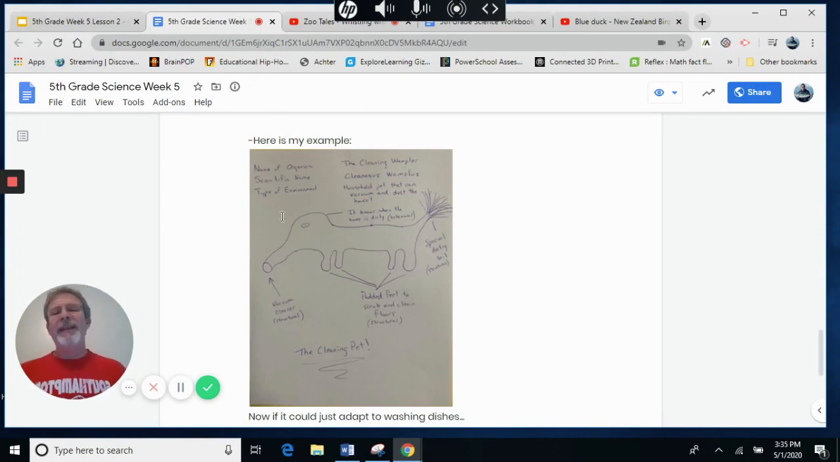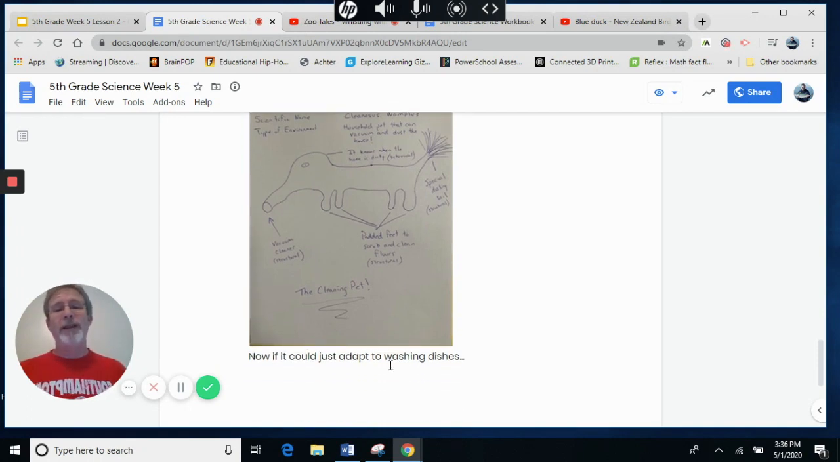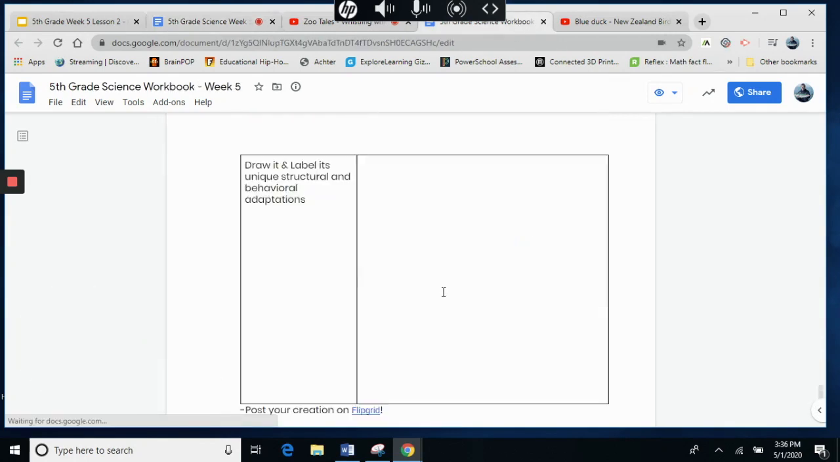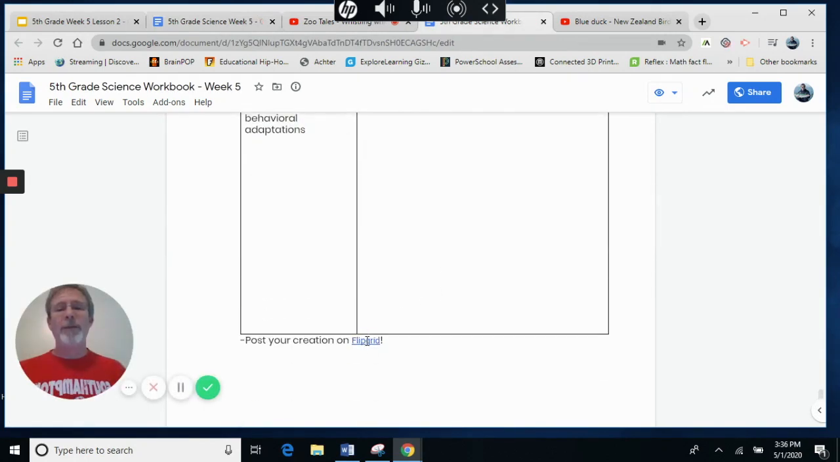So this is the cleaning pet. So I drew it, I gave it a name, I labeled it. Here's his vacuum cleaner. That's a structural adaptation. Here's little padded feet. So as it walks around, it scrubs and it cleans the floor. It has a special dusting tail to clean the dust off in the living room. And it knows when the house is dirty. That's its behavioral adaptation. Now, if I can only adapt it to wash dishes. So please try to come up with yours and then post it on Flipgrid.